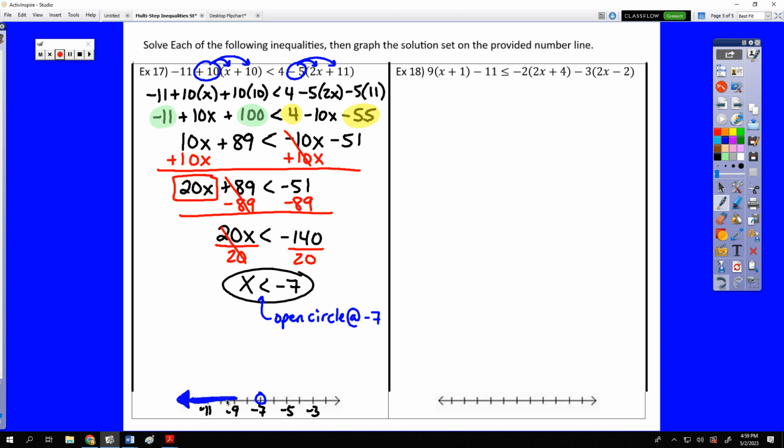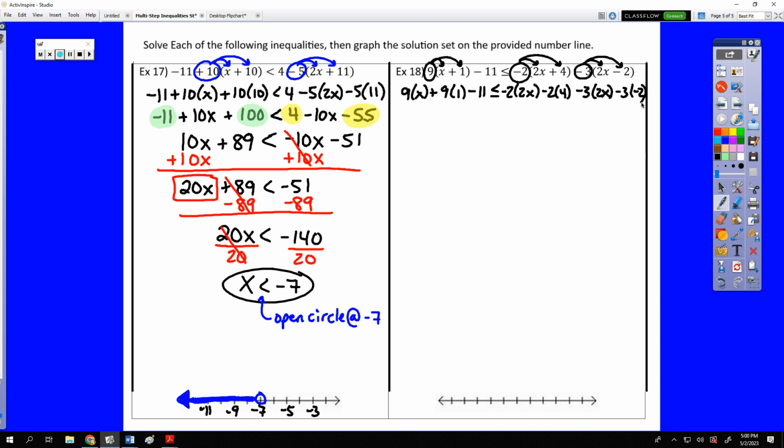One example to go. Again, Miss Lewis, if you need more time, just pause the video. On number 18, same deal. We're going to start by expanding. We're going to multiply these parentheses out. This time we have 3 sets of parentheses to distribute. So that's 9 times x plus 9 times 1 minus 11 is less than or equal to negative 2 times 2x minus 2 times 4 minus 3 times 2x minus 3 times negative 2.